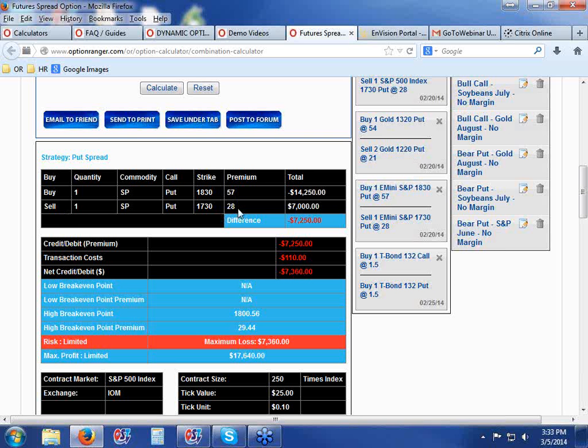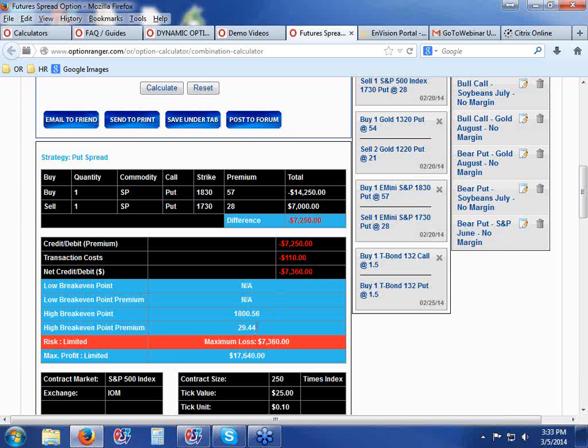There was a 28 premium collected, which was a net outlay of $7,250. We factored in the fees. So the total risk on this trade was $73.60. We have the high break-even points, and the premium break-even is 29.44. That's what was paid for the trade.